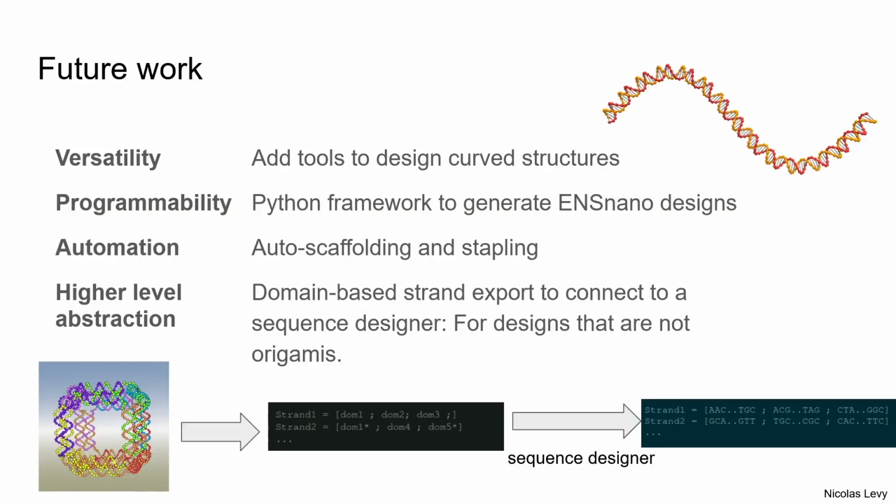To finish this presentation, let me tell you about the main directions for the future development of EnsNano. First, we will allow curved helices in EnsNano. Secondly, since our file format is compatible with scripting, we will provide soon a Python framework to generate designs. Currently, EnsNano does not offer many automation tools. The iterative copy and paste is some kind of workaround. We plan to provide auto-scaffolding and auto-stapling algorithms. However, general auto-scaffolding turned out to be more difficult than anticipated.